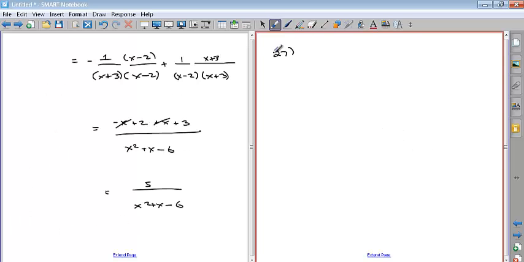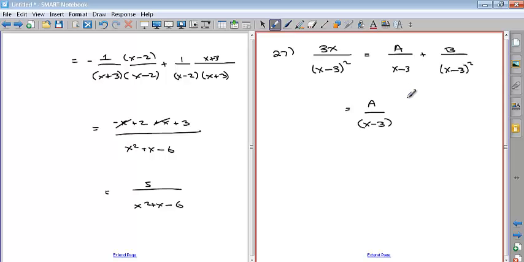Okay, next one, similar kind of thing. We've got 3x divided by x minus 3 squared. So in this case, because we have a repeated linear factor, our first one is the factor. The second one is the factor squared. So we do the same thing, except this is the only one that we're going to have to do anything with to get a common denominator, because the second term already has the common denominator.